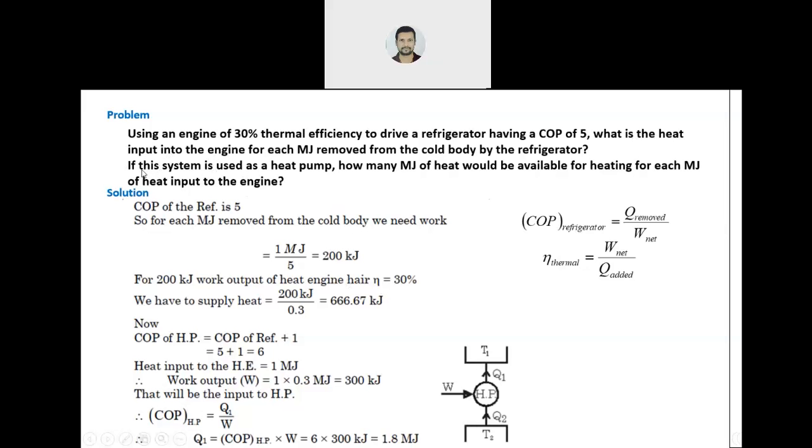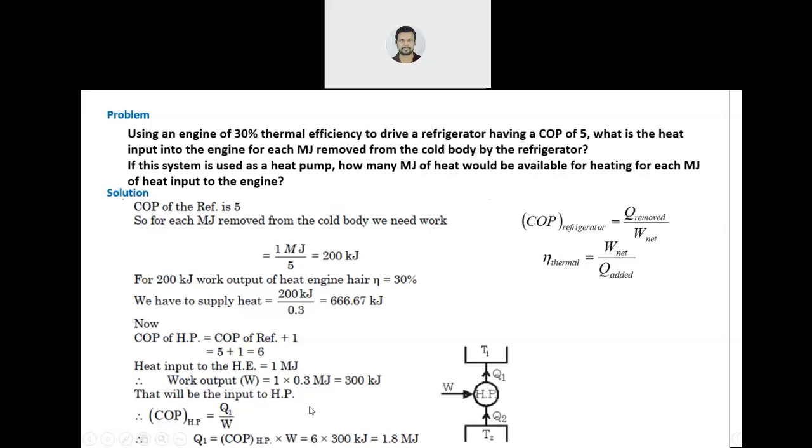Now coming to the second part. If the same system is used as a heat pump, how many megajoules of heat would be available for heating for each megajoule of heat input to the engine? Now you have to find the value of Q1. Here you found the value of Q1 in case of engine and refrigerator. Now here it is engine and heat pump. In place of the refrigerator there is a heat pump. So again you have to find Q1.